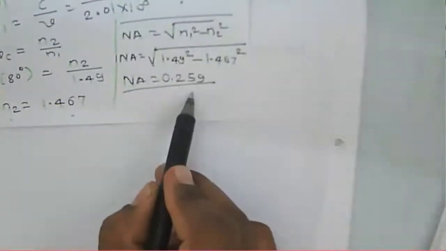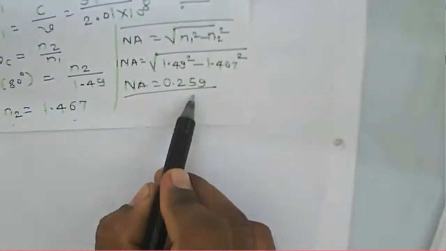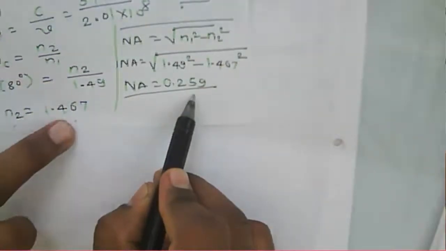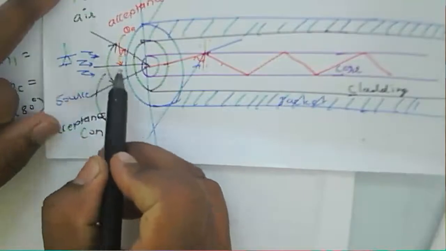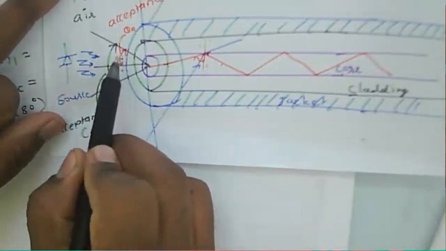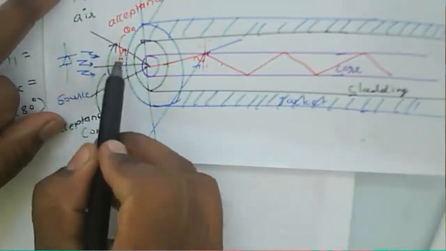Okay, numerical aperture we have obtained that NA is equal to 0.259. NA is equal to what? 0.259. And the acceptance angle is what? This one is the acceptance angle. Okay, this one is about an acceptance cone here. In red here, we have marked the acceptance.